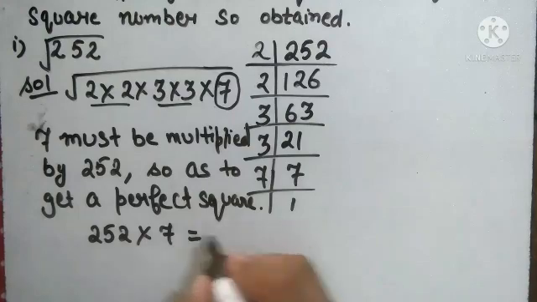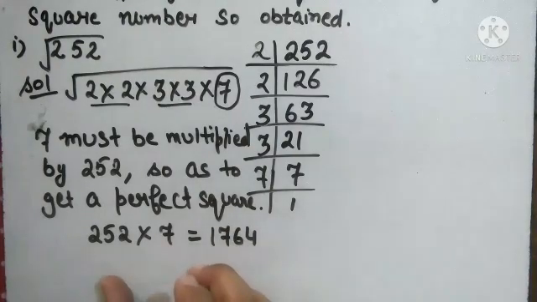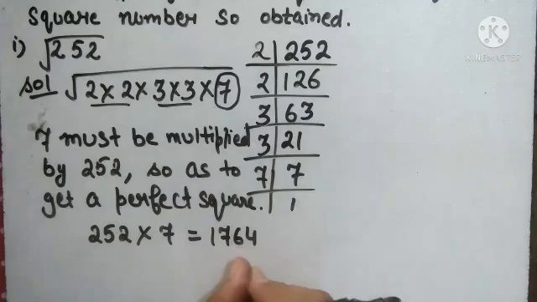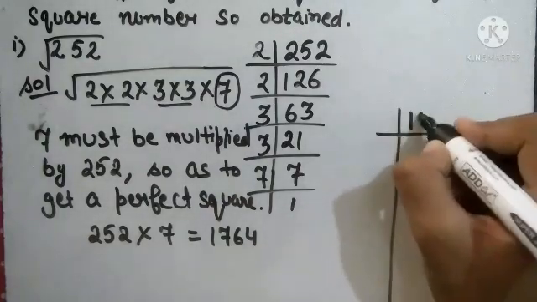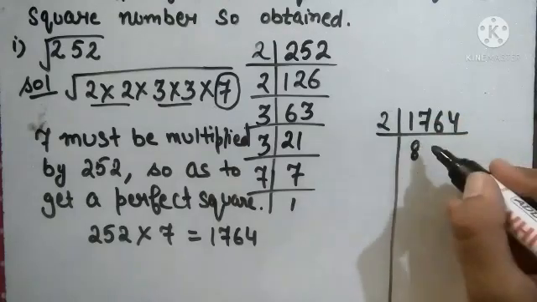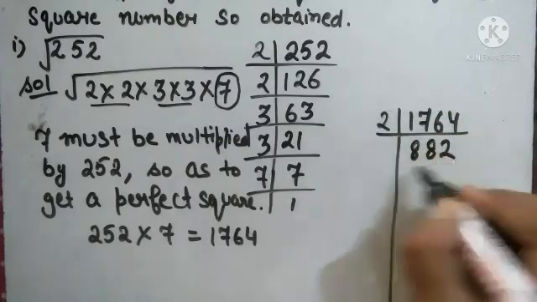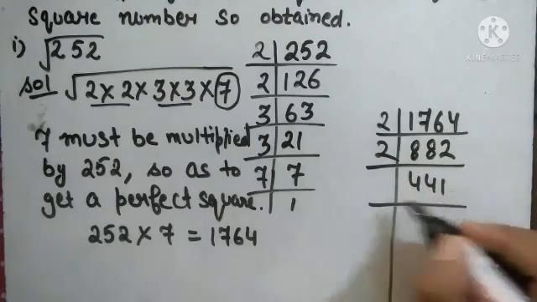After multiplying 252 into 7, we get the number 1764. You can multiply in the rough work again to check the product. So that number 1764 is a perfect square. According to the question, we have to find its square root, so again we have to write the prime factorization of this number 1764. 2 eights are 16, 2 twos are 4, 2 fours are 8, 2 ones are 2.